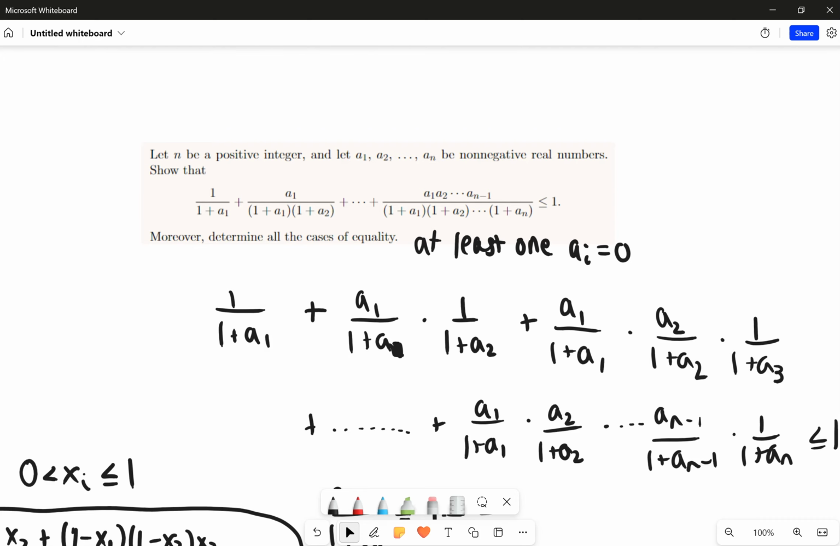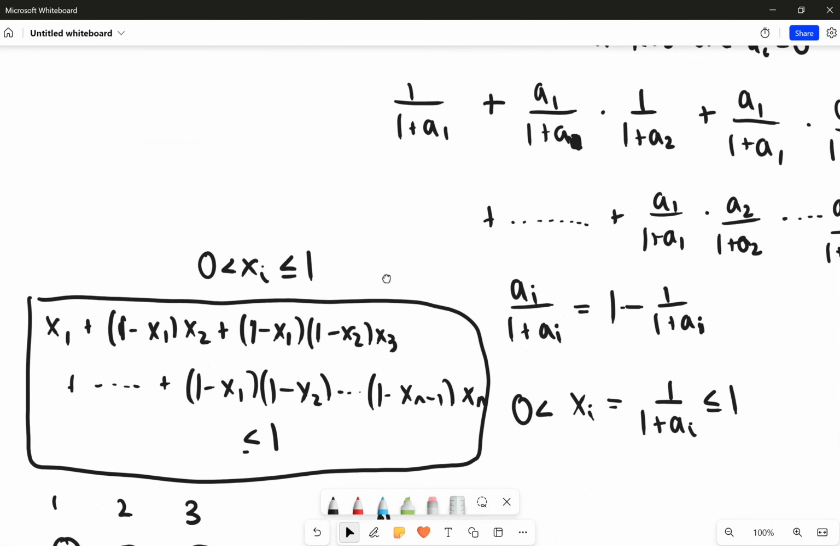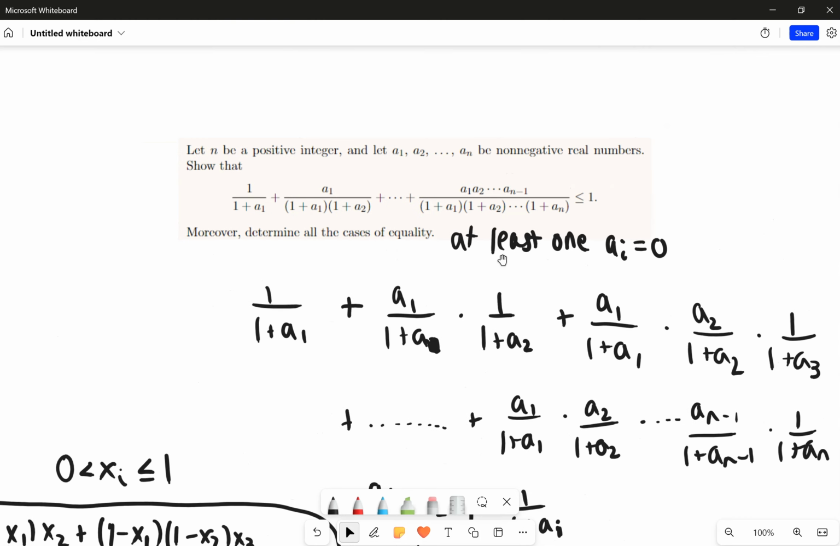And there we have it. We solved this seemingly hard algebra problem using combinatorics and probability. And we used that to also determine the equality case.